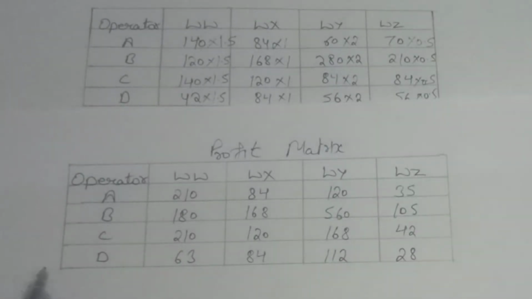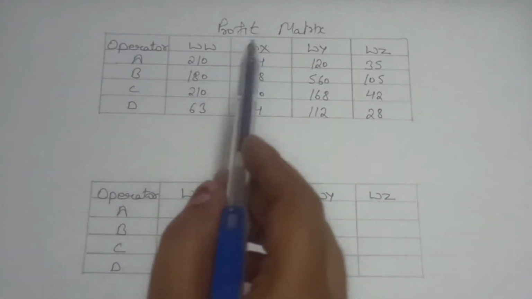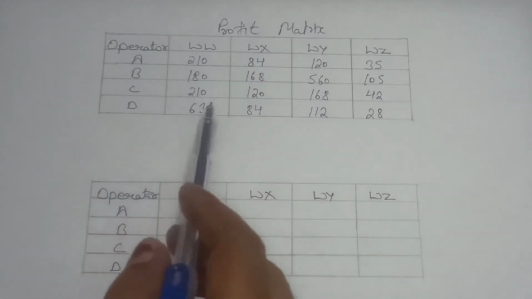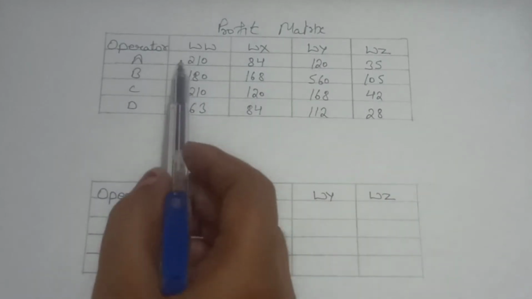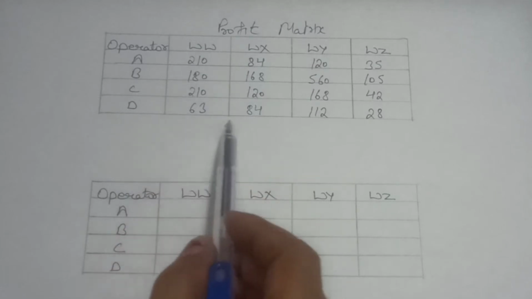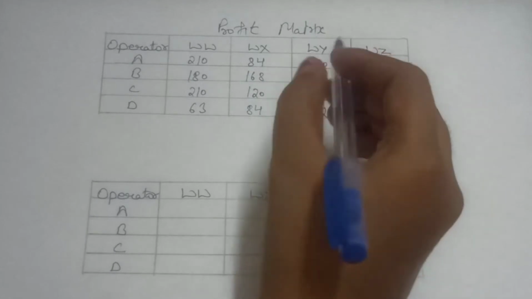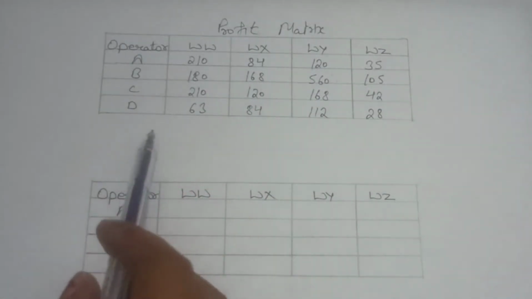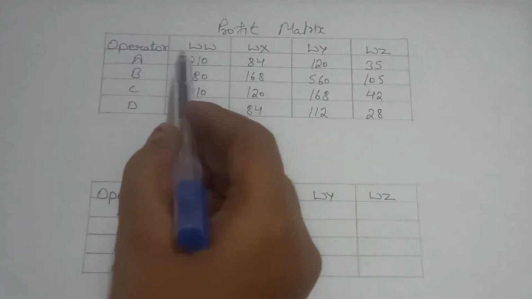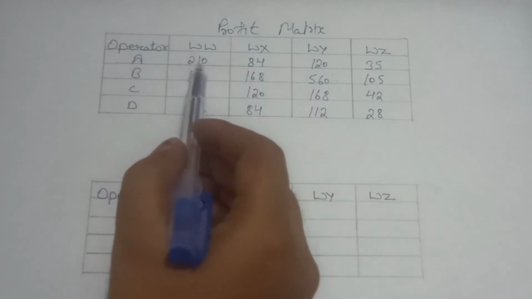Now we have to calculate our maximum profit with this matrix. Now we will convert this maximization profit into minimization profit. We will select the highest element, like 210, 180, 210, 63. As you can see here, 560 is the highest element in this matrix. So what will we do now? We will deduct all these elements from this 560, like 560 minus 210.